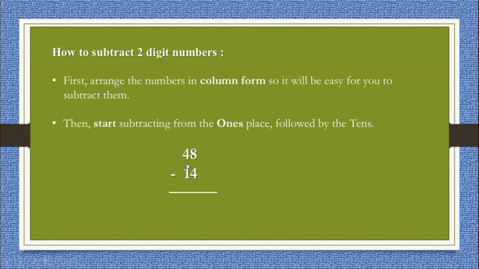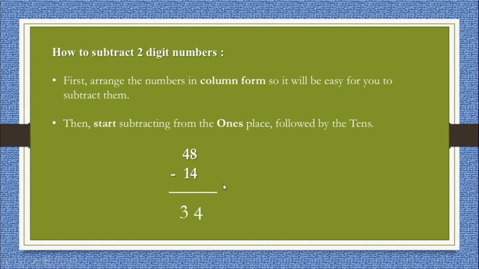Now children, you know this is ones place and this is tens place. So always start subtracting the numbers from ones place. 8 minus 4 is equal to 4 and 4 minus 1 is equal to 3.